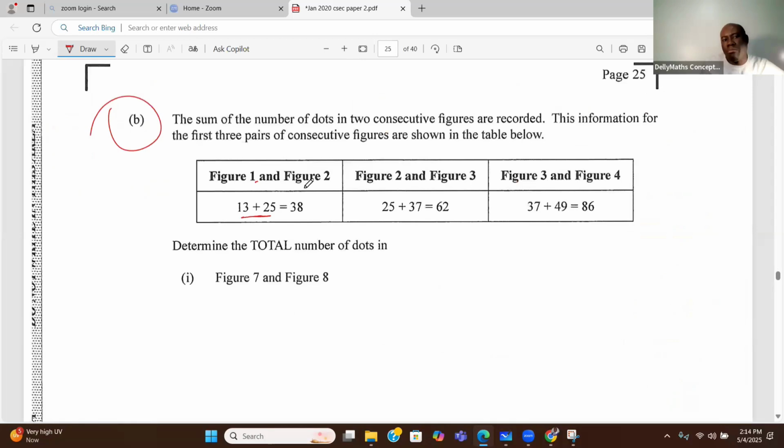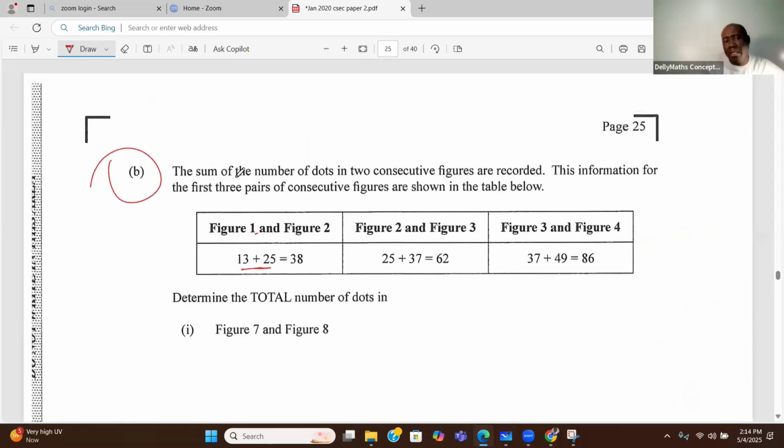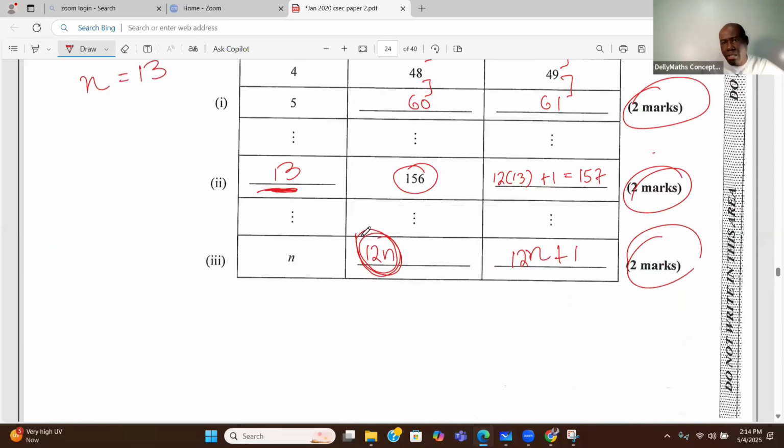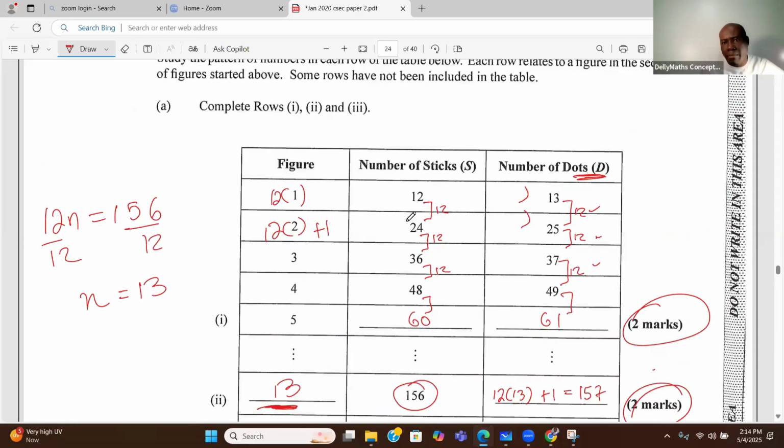So you just read, but most times they'll tell you, look at what they say. They say the sum of 2 dots. So what is that? Look up here, I've got to say dot. See the dots here? The sum of 2, right here, so that's a dot. Look at this. These are sticks. So these are the number of sticks, and these are the number of dots.